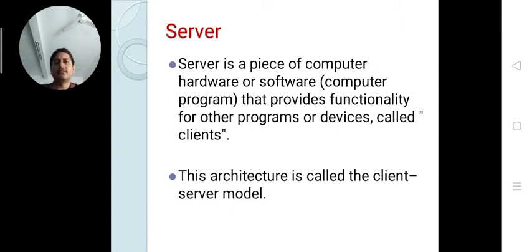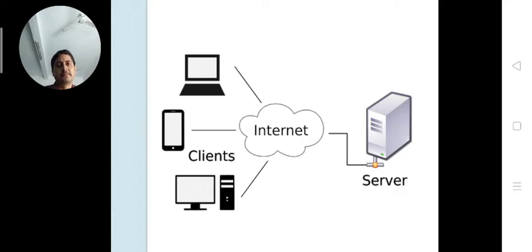Let's have a look at server architecture, internet architecture and client architecture. It is not necessary to have servers and clients in the same network. It is also possible that the server is at a different location, and with the help of the internet we connect and communicate.